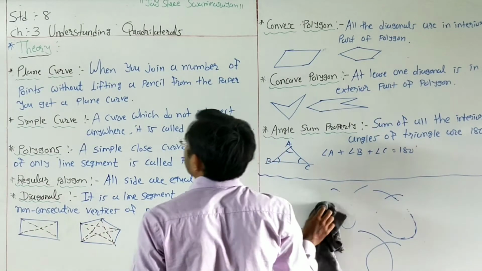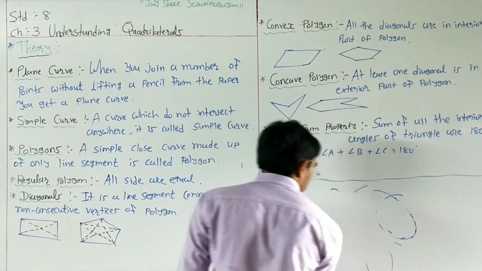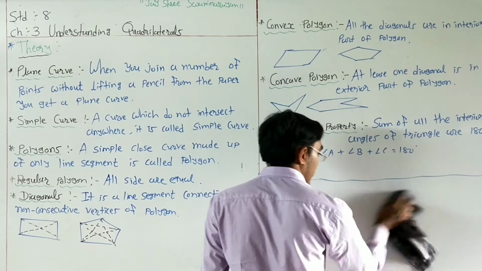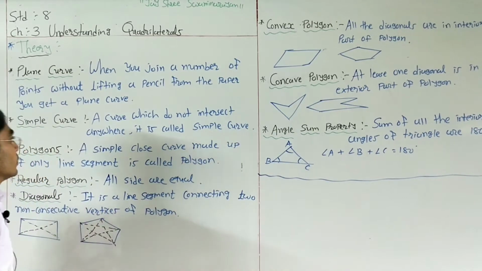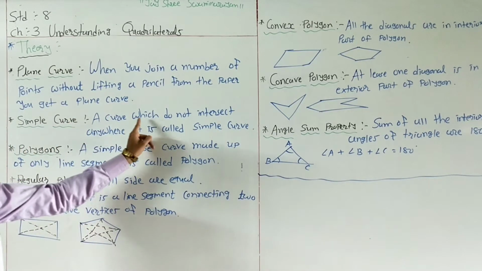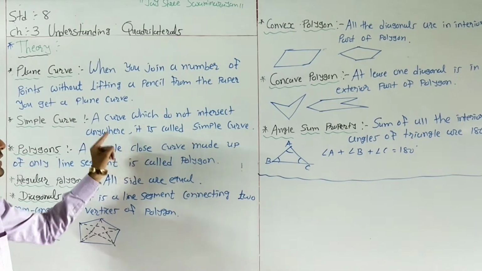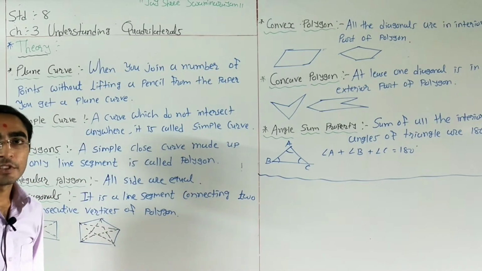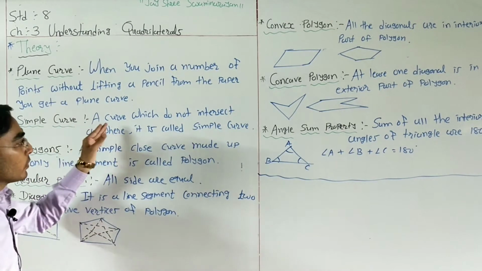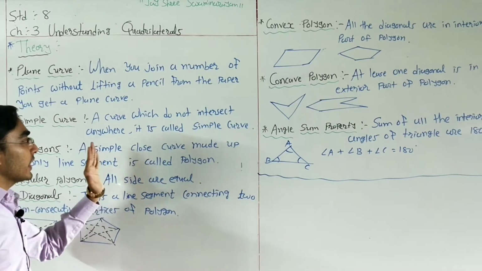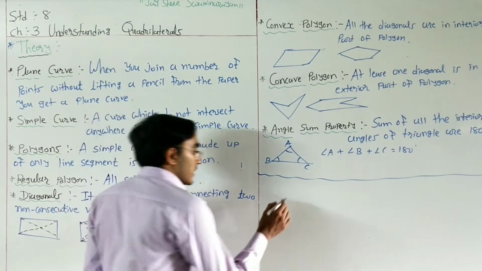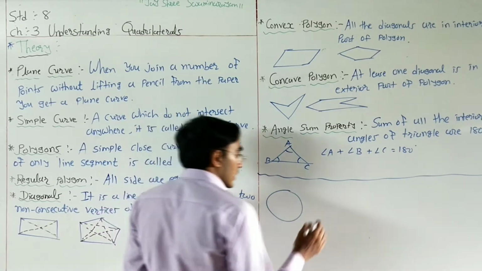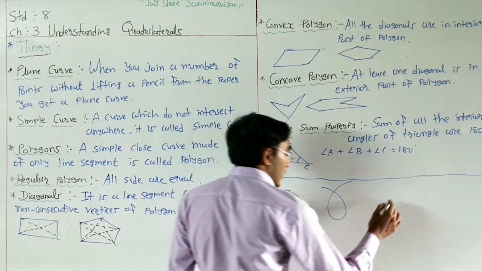Now after that we have the topic simple curve. What is a simple curve? A simple curve is a curve which does not intersect anywhere. It is one type of curve which does not intersect anywhere. It is called a simple curve. Here I draw one circle and this type of curve.